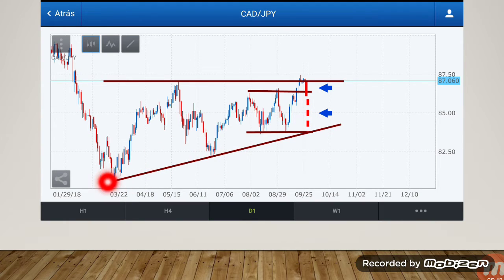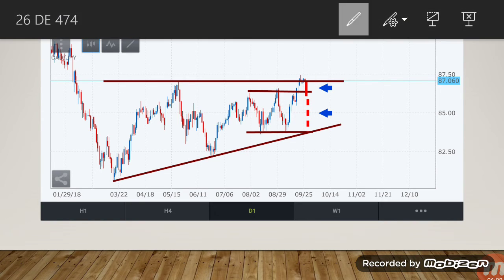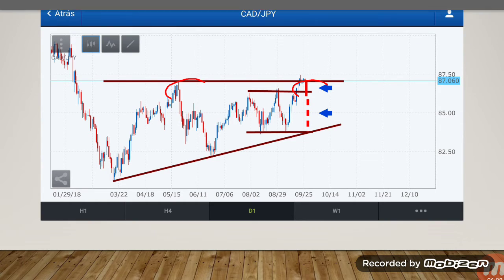Now, as you can see, the support boundary has already been formed with these two support points, but only one resistance point. So any U-turn that takes place here would be not only creating a false breakout reversal that takes us back inside of this smaller consolidation, but it would be creating the second resistance point to complement this one, and in so doing complete the formation of the resistance boundary.